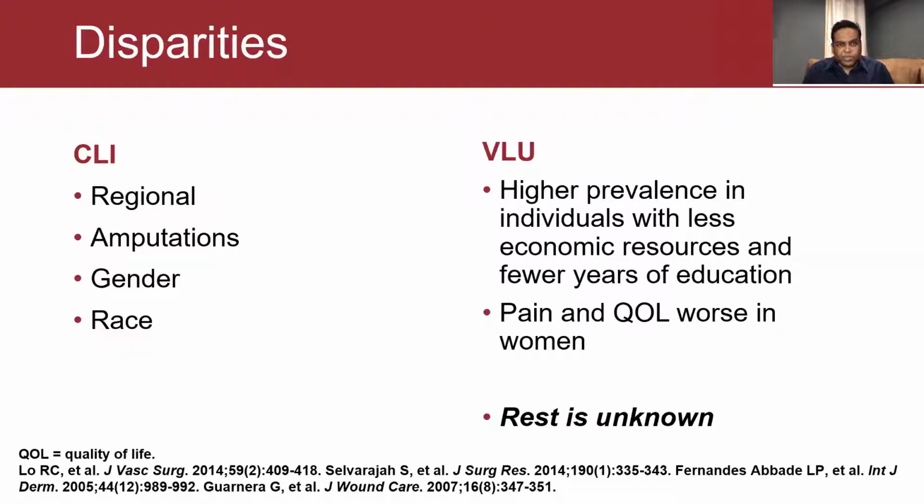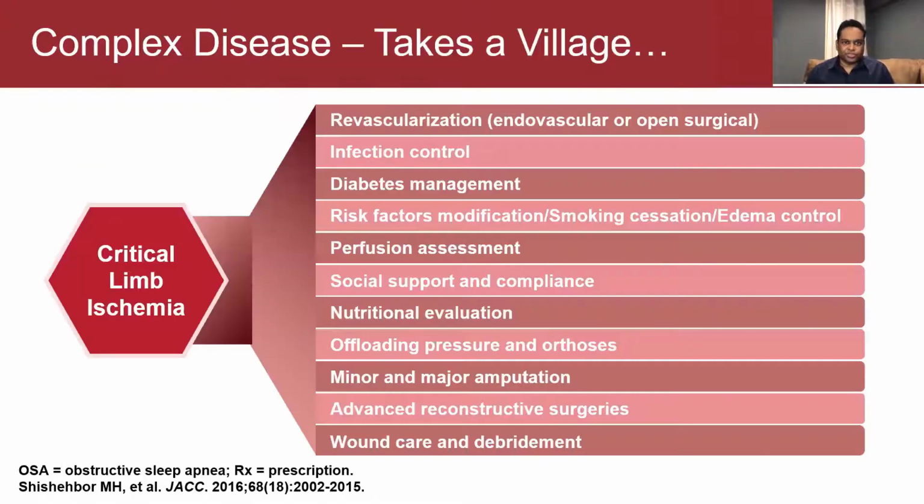There are significant disparities in CLI care, whether it's regional, whether it's amputation related, whether it's gender or race. Similarly, there are disparities with venous ulcer care as well, with higher prevalence of these ulcerations in lower socioeconomic strata and fewer years of education. Similar to CLI, pain and quality of life are known to be worse in women compared to men, but the rest, such as regional disparities and race disparities, are unknown in terms of venous leg ulcers.